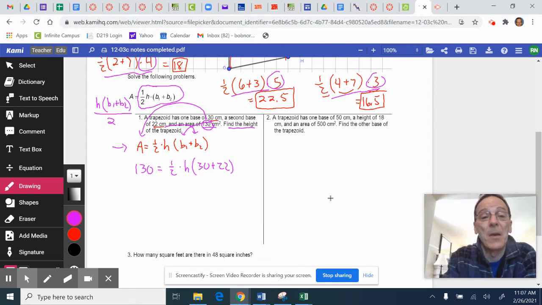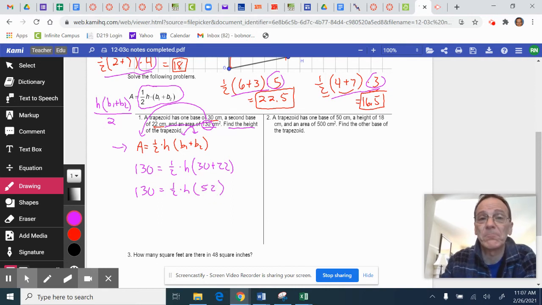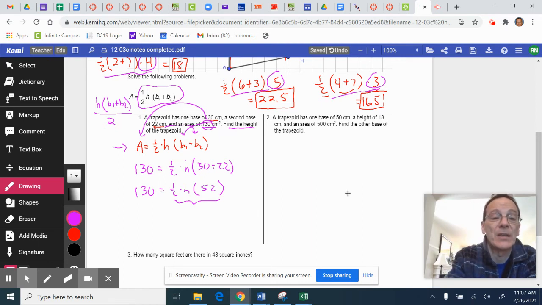So my suspicion is most of you would probably want to add the 30 and the 22 first, and that would be fine. Okay, 130 is equal to 1/2 times h times 52. Now at this point, there might be some variation in the steps that students choose to take. Because the order of multiplication of these three things doesn't matter, we could rearrange the order, put the 1/2 next to the 52, and then simplify by multiplying the 1/2 times the 52. And we would get 130 is equal to 26h. And now, of course, everybody would divide both sides by 26 to solve for h, and we would get that h is equal to 5.